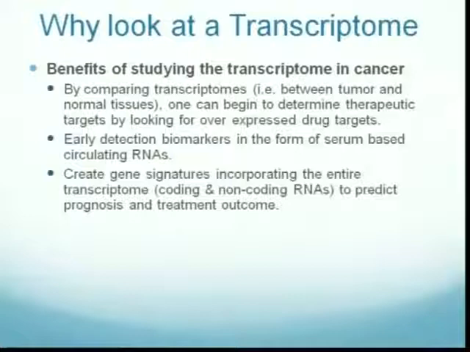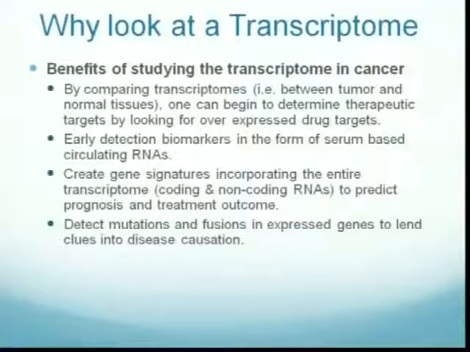Another one is the potential to create gene signatures that incorporate the entire transcriptome. So right now, a lot of gene signatures are just made with coding genes. With next-gen sequencing, you can incorporate the use of coding and non-coding RNAs to create your signatures to predict both patient prognosis and also treatment outcome. And also, one of the other benefits of RNA-seq is the ability to detect mutations and fusions in expressed genes to lend clues into disease causation, among many others.